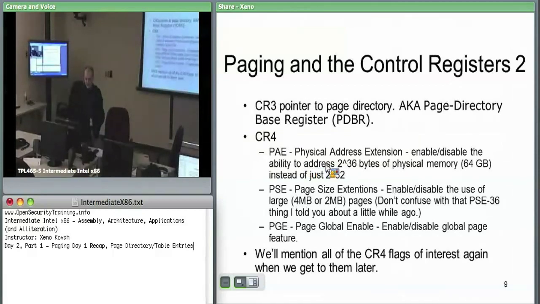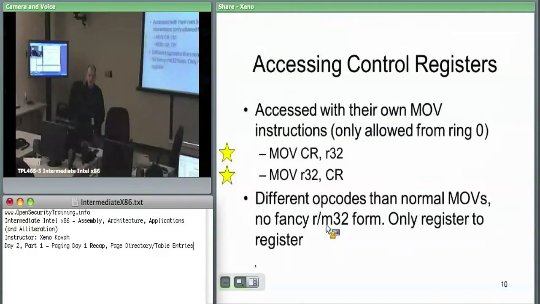And then finally, page global enable. This is just where you do or don't have the ability to use global pages. And we said that global pages are all about caching. Because eventually, rather than walking tables, we want to go directly: this virtual page corresponds to this physical page. Let's just go one-to-one and then add an offset. And so page global helps enable that so that those things get cached and not thrown away out of cache when you're changing processor contexts by changing CR3. All right, so we said moving to control registers is just register to register form, and it has its own opcodes that you can look up in the manual if you're curious.